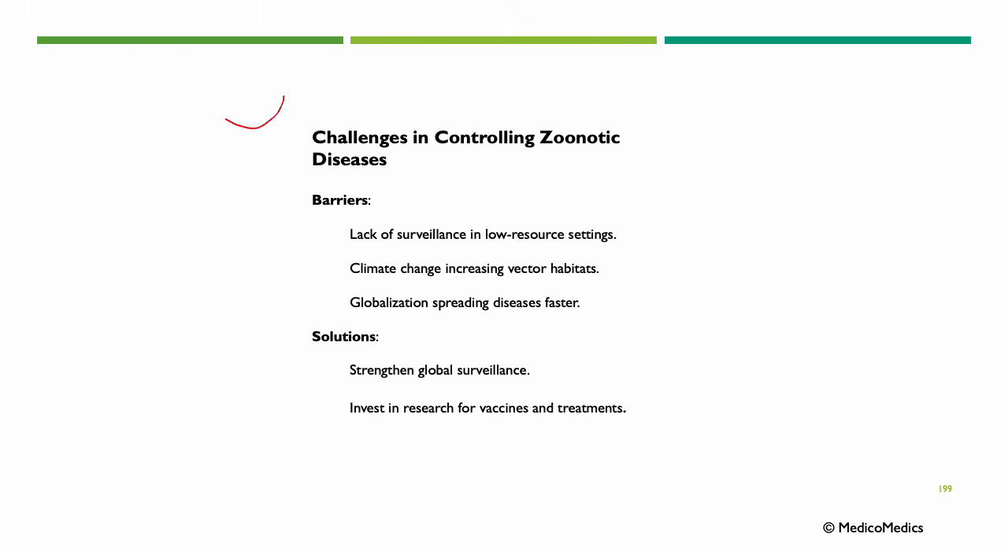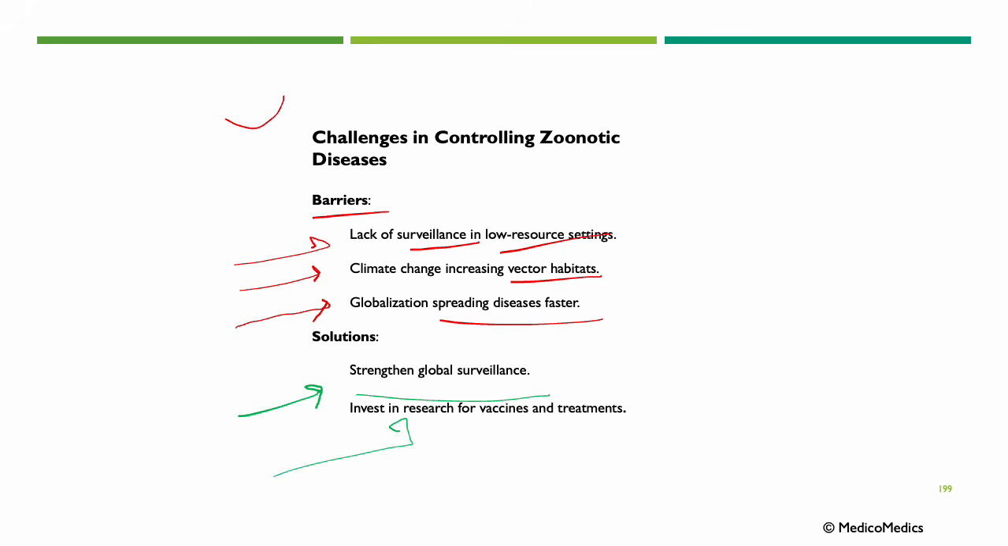What are some challenges in controlling zoonotic diseases? Well, there are barriers like lack of surveillance in low-resource settings, climate change increasing vector habitats, and globalization spreading diseases faster. Solutions: strengthening global surveillance, and investing in research for vaccines and treatment.